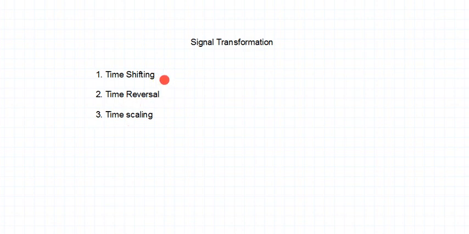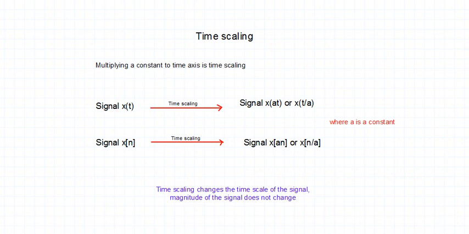So we have already completed shifting and reversal in the last lecture. Now we'll move to the next, that is time scaling. What do we understand by the word scaling? Scaling means we are going to either increase the time axis or decrease the time axis. That is the meaning of the word scaling. How do we do that? Let us see how time scaling actually works.